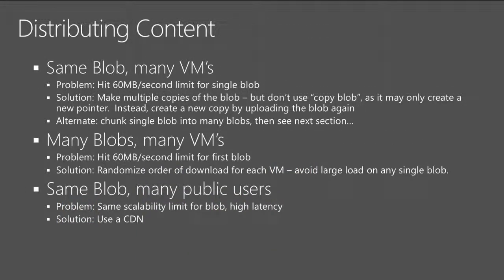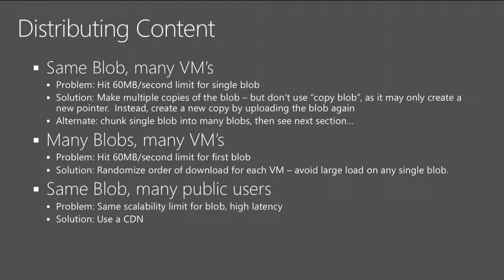Distributing content. So this one, if you went to the breakout session on hyperscale computing earlier this week, this is something that those guys are running into a lot. So if you're in that camp, this will be useful. If you've got one blob that needs to make it to many VMs, you're going to run into a problem again, right? You're going to run into that 60 megabytes per second. If you've got to get out to 1,000 VMs, that's just not going to cut it. Best thing to do, make multiple copies of the blob.